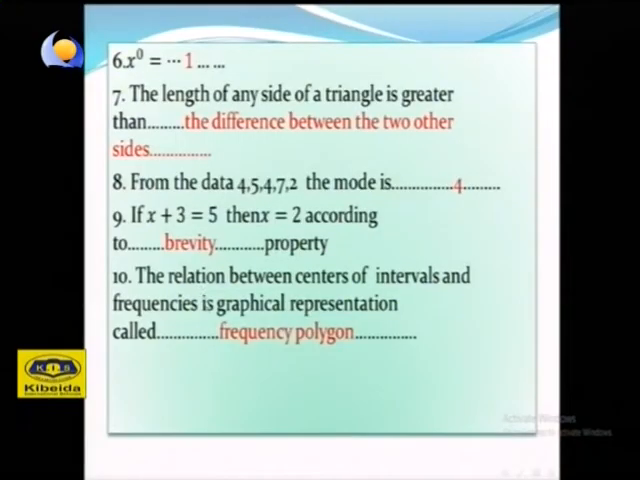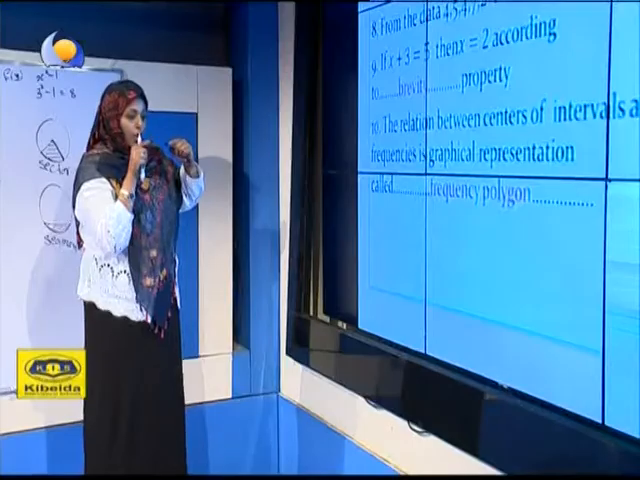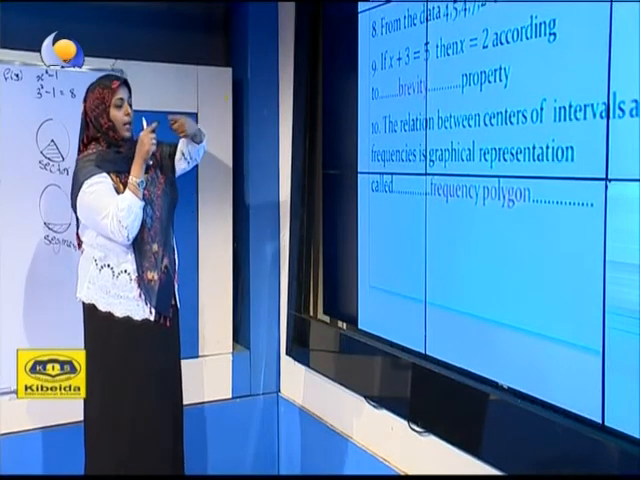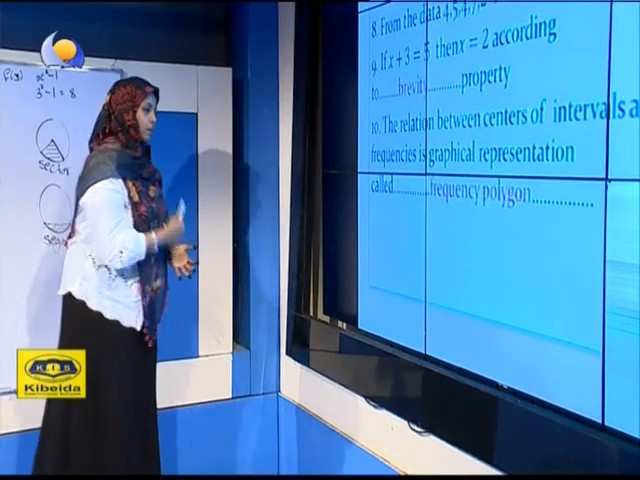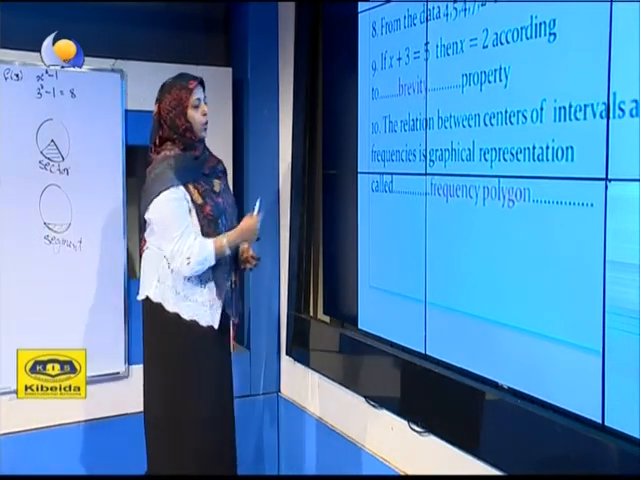In number 10, the relation between centers of intervals and frequencies is a graphical representation called the frequency polygon. We all know that the frequency polygon is actually points on the plane between the center of the interval and the frequency. So we call it the frequency polygon.